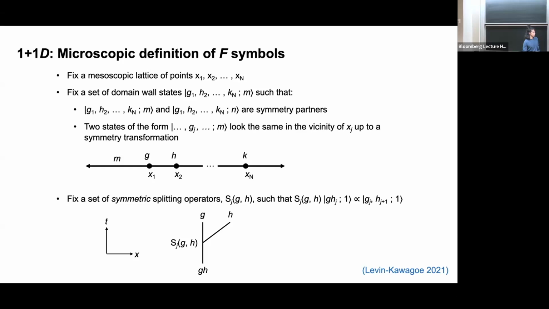And basically, we actually only need this to be true for some domain wall state, which is the particular one I've written here. And these properties guarantee that S will have the action that we expect on all the domain wall states, because of these properties and because of the symmetry of the splitting operators.